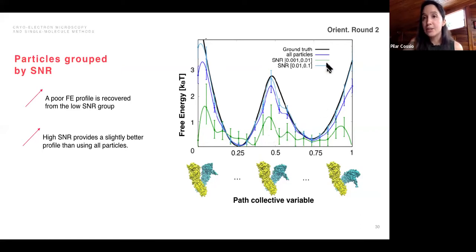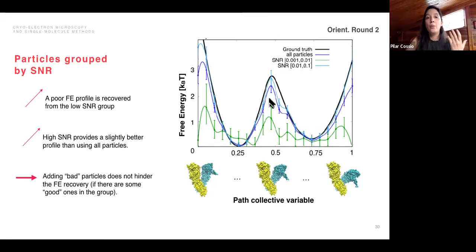For the high signal to noise ratio, which is the cyan curve, you can see that the recovery is almost perfect. You have spot on the barrier, the shape, everything is very good. But what's interesting, and this is the point that I was mentioning before, is that the blue curve, which uses all particles, combining both the low and high signal to noise ratio, gives a relatively decent recovery, because the ones with high signal to noise ratio will weigh more and contribute more. So adding bad particles does not really hinder the free energy recovery if there are some good ones in the set.